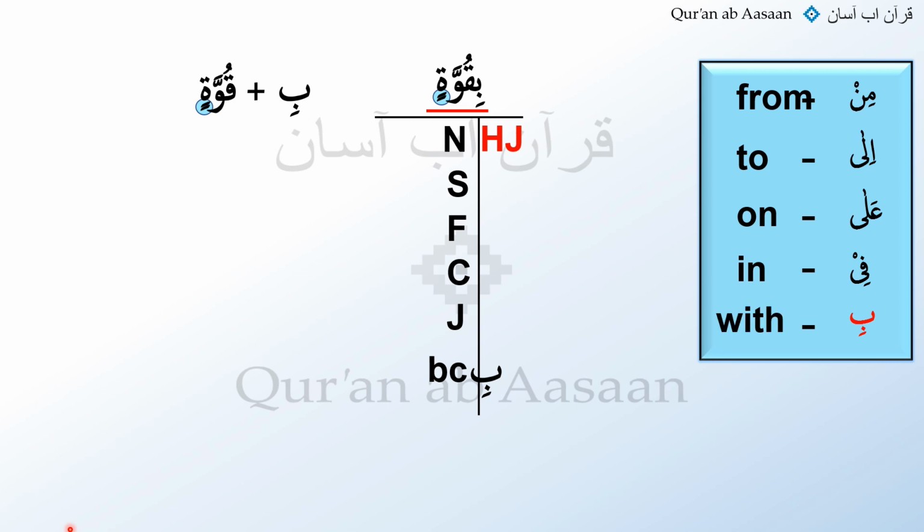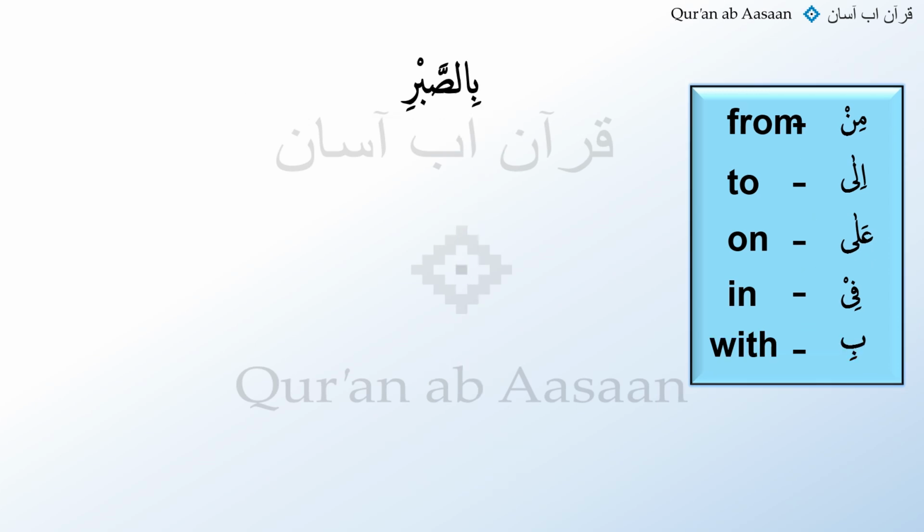B means with. And quwwatin means, most of you already know, power or strength. So the translation of biquwwatin is with a strength or with some strength. Okay, excellent. All right, let's do it with the proper noun now.